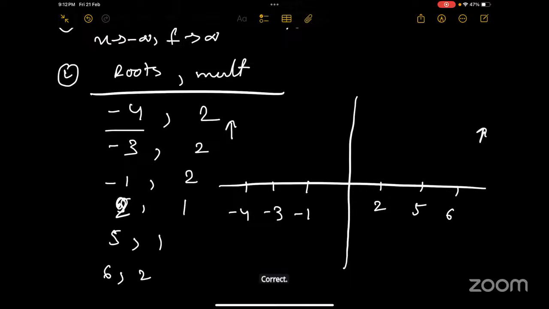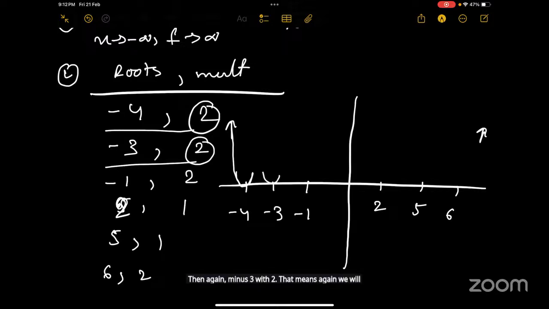So minus 4 is with 2. That means we will get a U shape, right? Yes. We will connect them. Then again minus 3 with 2. That means again we will get a U shape, right? Yes. Minus 1 with 2. Then again we will get a U shape. So we will just connect them, and we will get this figure.